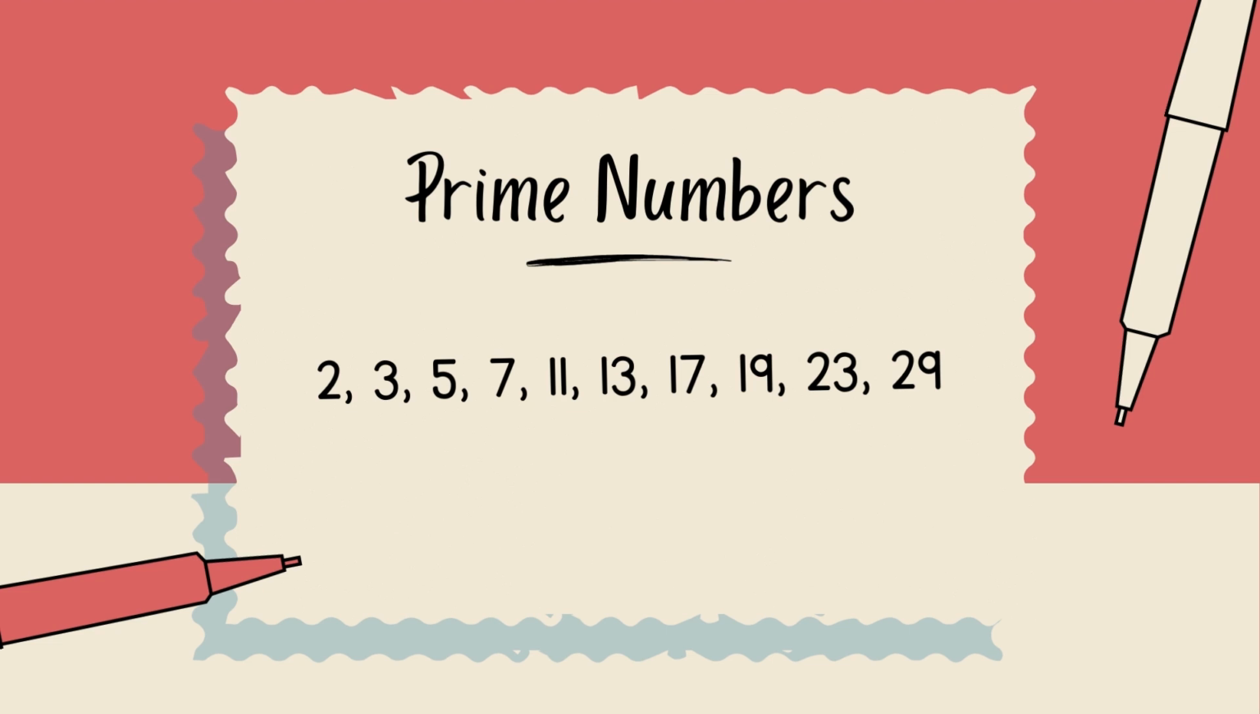Now, if you take a look at the list of these numbers here, you discover that apart from the number 2, all the other numbers are odd numbers. The only even number that happens to be a prime number is the number 2, and that is because 2 has itself and 1 as its factors.